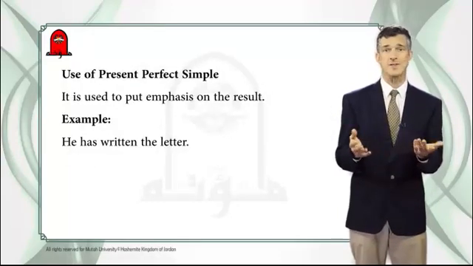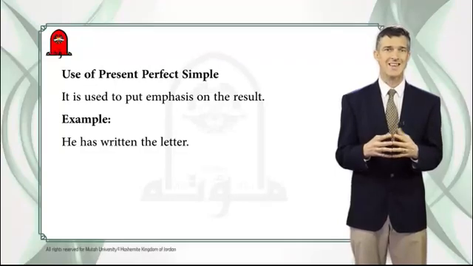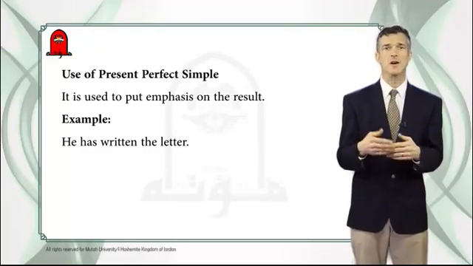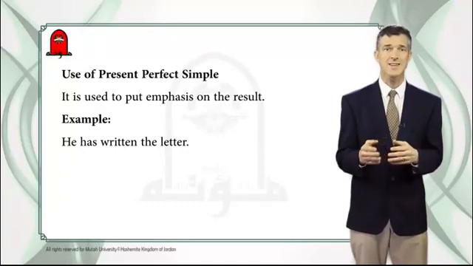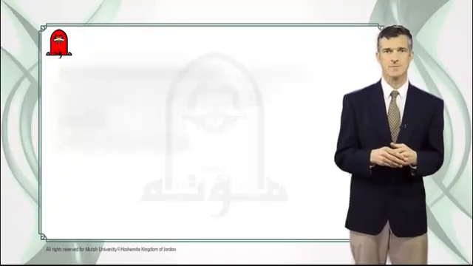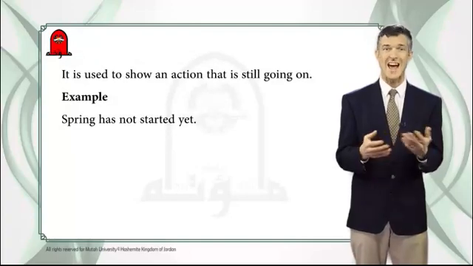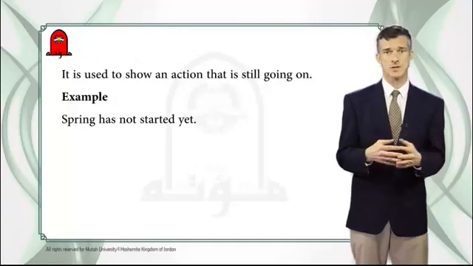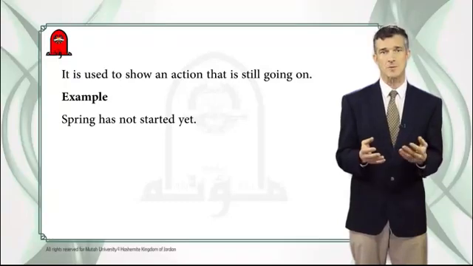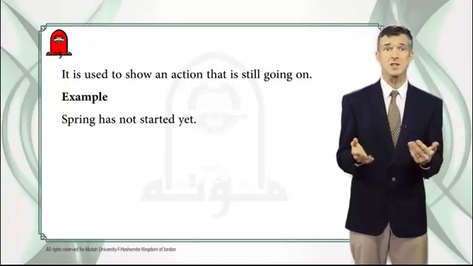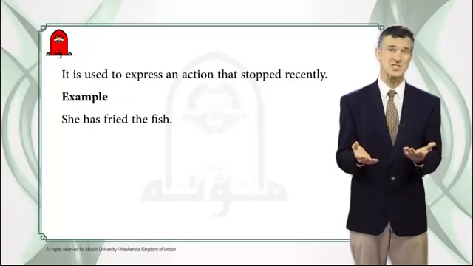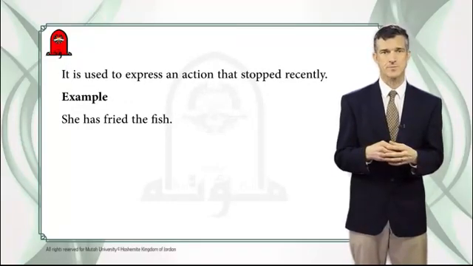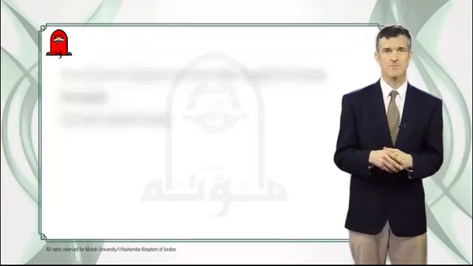Use of present perfect simple. It is used to put emphasis on the result. Example: he has written the letter. It is used to show an action that is still going on. For example, spring has not started yet. It is used to express an action that stopped recently. For example, she has fried the fish.